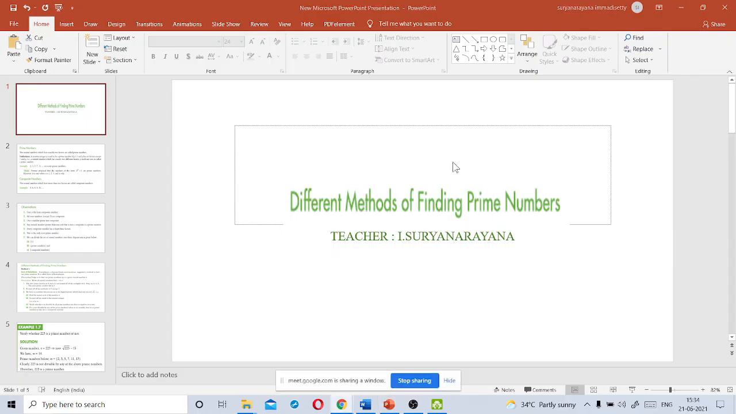Now, are you able to see the screen? Yes, sir. Different methods of finding prime numbers. Today, the main concept, the main topic is how to find a prime number. But we are not going directly how to find a prime number. We don't discuss that point directly. First of all, let us discuss what is meant by prime number.